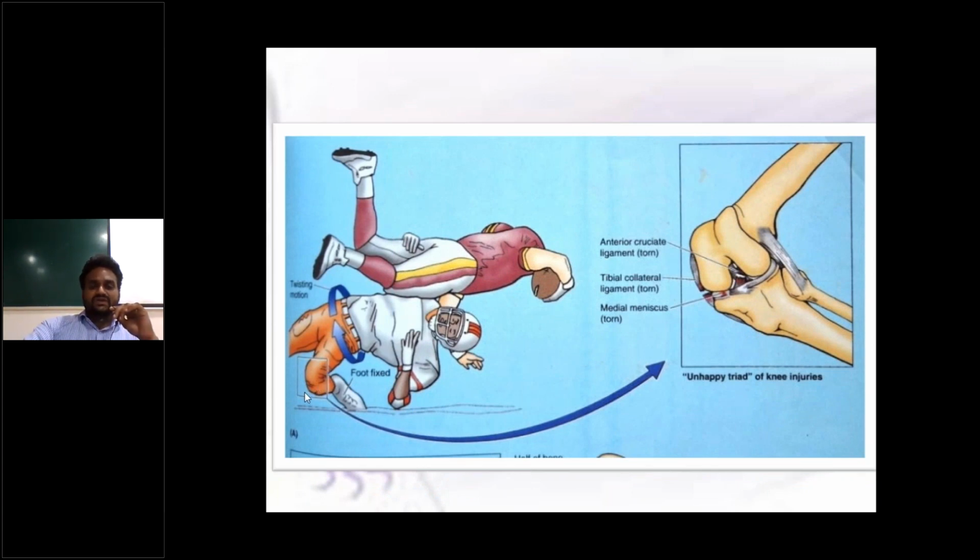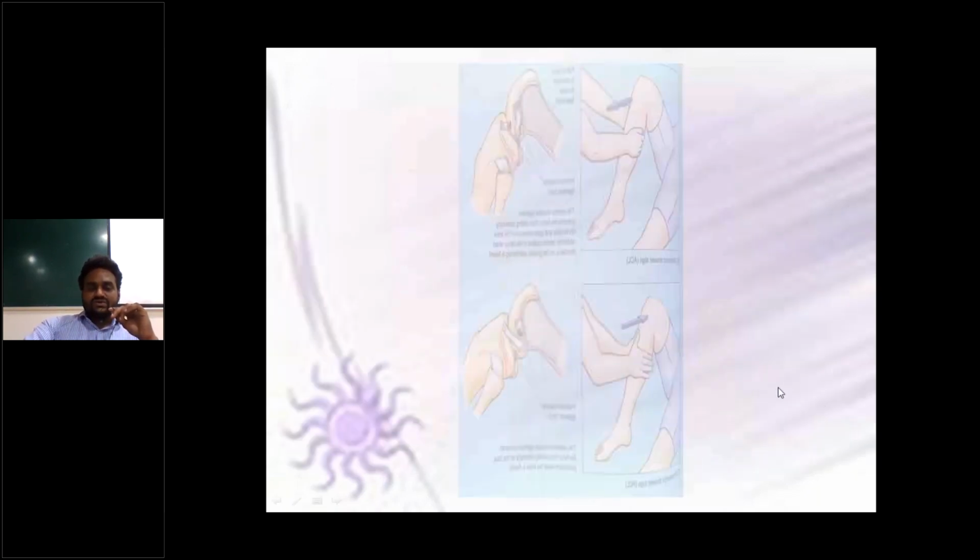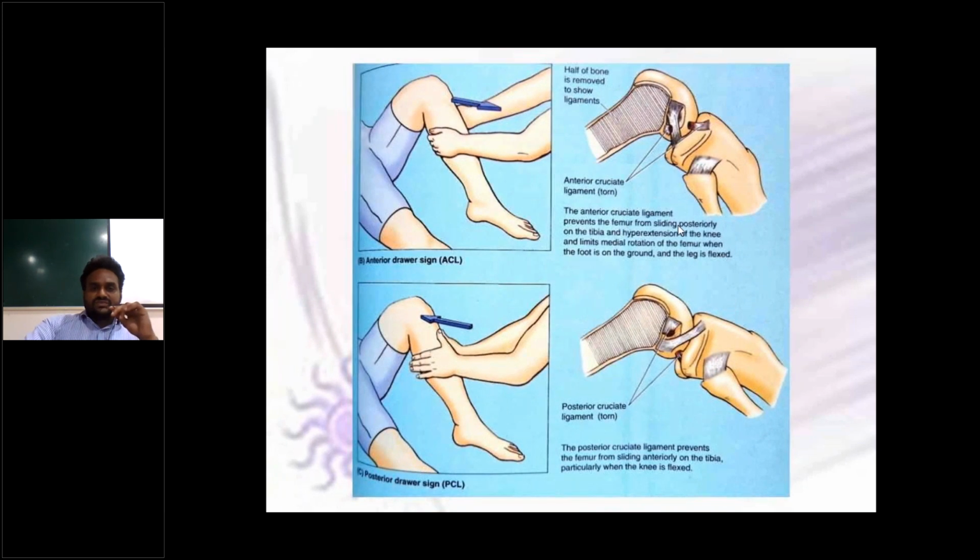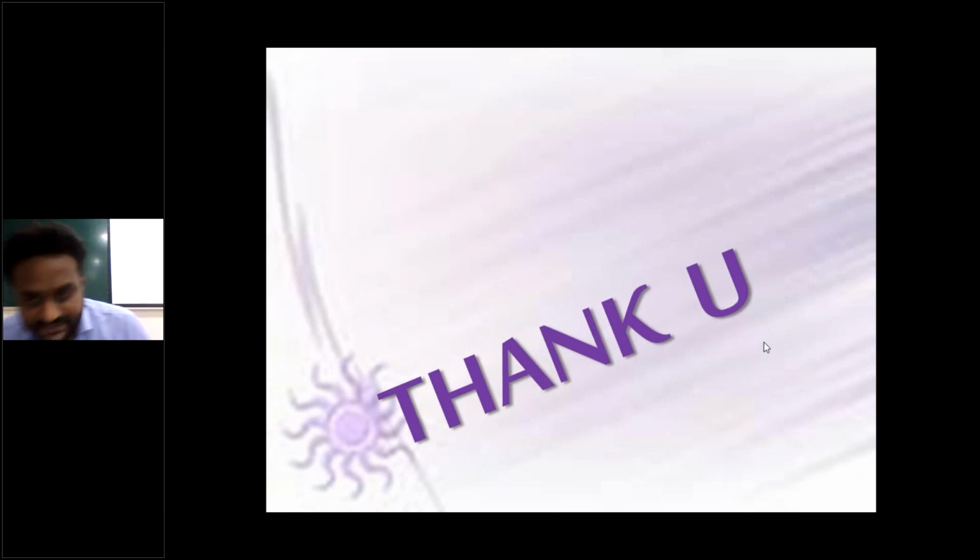You see here in this picture, over flexion with the weight bearing. In this situation, usually these three structures are torn, and this condition is called unhappy triad. So in unhappy triad, which structures are involved? Anterior cruciate ligament, tibial collateral ligament, and medial meniscus. So this is another one: tearing of the ligaments of the knee joint, especially collateral ligaments, you can see in this picture. So this is the knee joint.